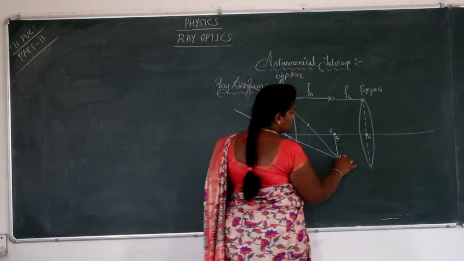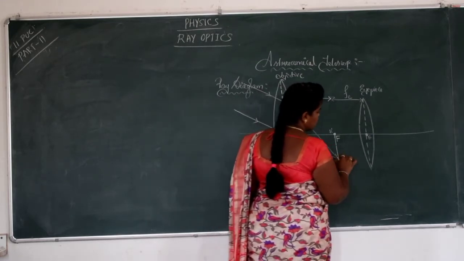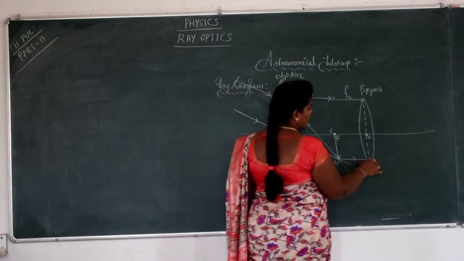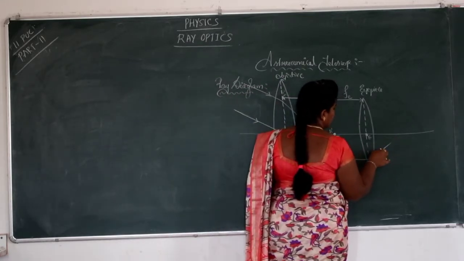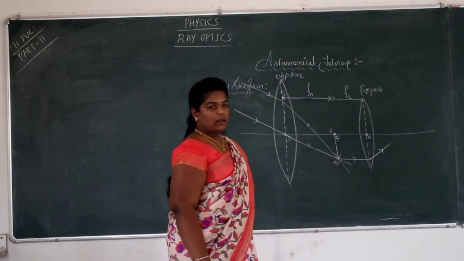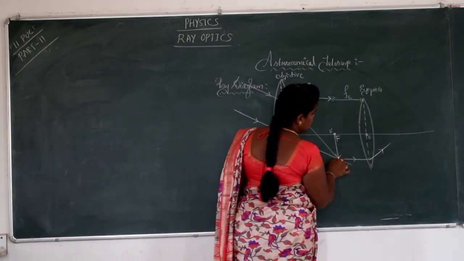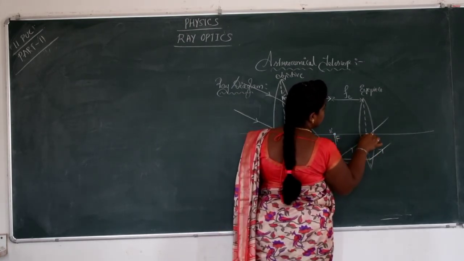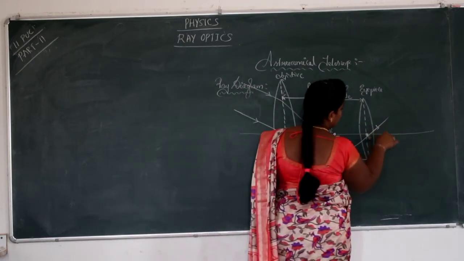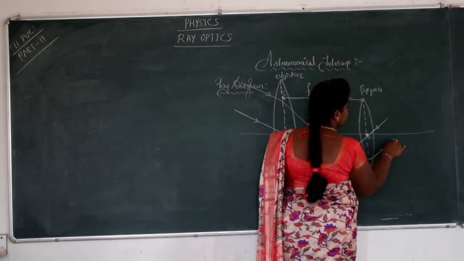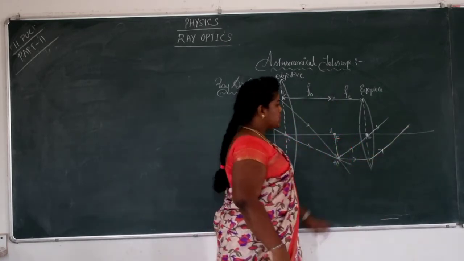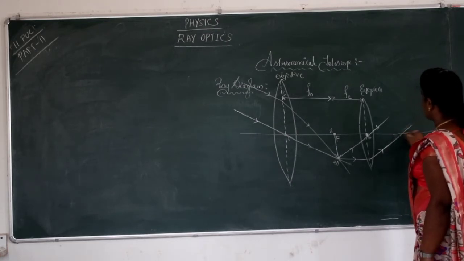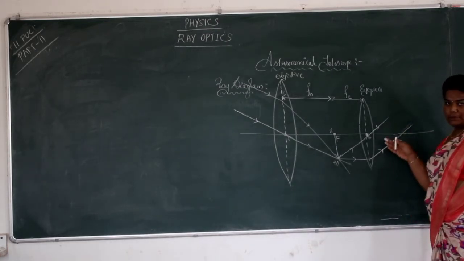So now I am using two different rays. One ray which is parallel to the principal axis refracts and passes through the principal focus. Another ray I am using is the ray which passes through the optic center, so it passes out without refraction. So my dear students, you can observe very carefully that these two rays are parallel to each other. Parallel rays are not going to meet anywhere.